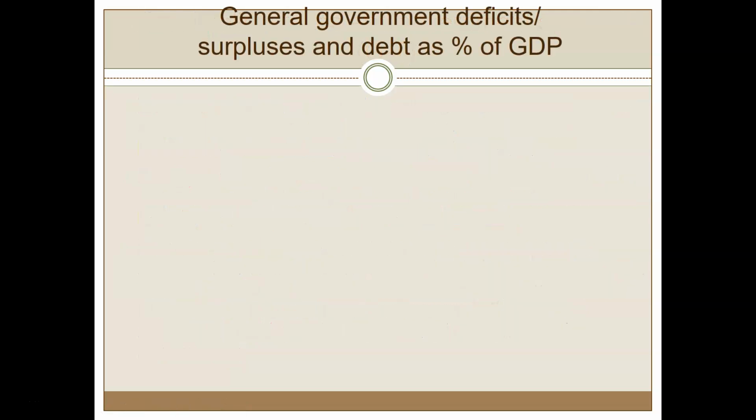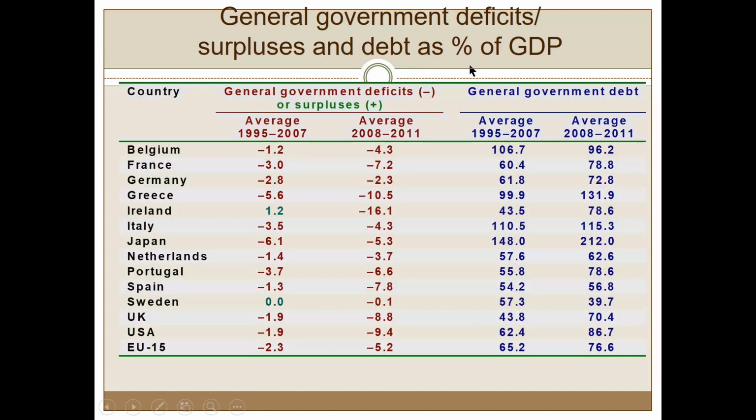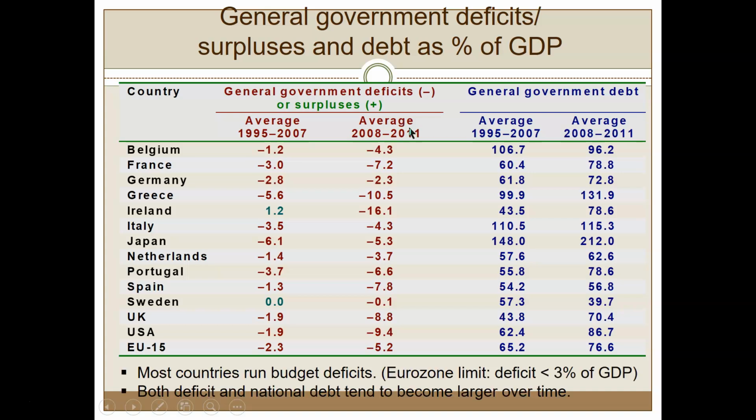Let's have a look at a few empirical trends. Let's check how government deficits or surpluses and national debt vary over time between different countries. This table shows a few pieces of data. The first column shows time period from 1995 to 2007, so before the global financial crisis, and the second column illustrates how it changed immediately after this. And what we can see from this table is that majority of developed countries do run budget deficits.